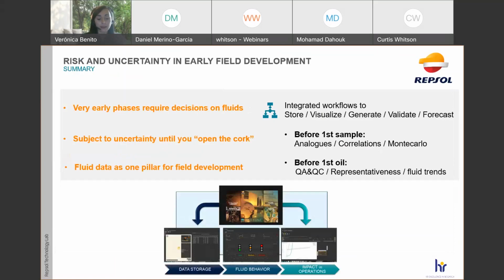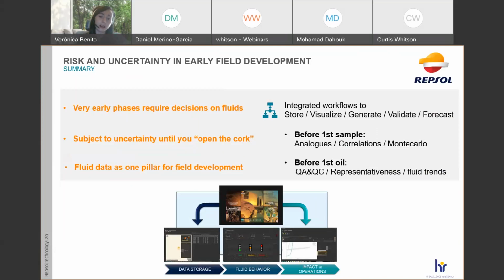So finally, the main summary message we want to emphasize in this presentation is that from very early stages, it's required to take decisions based on fluid characterization. Fluid characterization is one of the pillars of field development. So it's key to use integrated workflows to store, visualize, generate, validate, or even forecast the fluid properties along the field life cycle. In the very beginning, the uncertainty is huge until you have a fluid sample. So we need to ensure a proper workflow to estimate the fluid properties from analogs or correlations, and also uncertainty limits based on Monte Carlo simulations, for example.